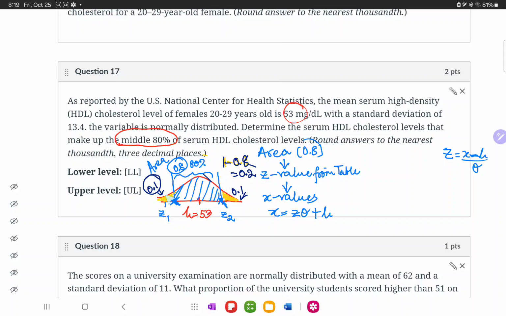All right, so you will find your values for z sub 1 and z sub 2. And once you have z sub 1 and z sub 2, use this formula here to find the values of x sub 1, which corresponds to z sub 1, and x sub 2, which will correspond to z sub 2. So that is how you're going to go about solving this problem. All right.